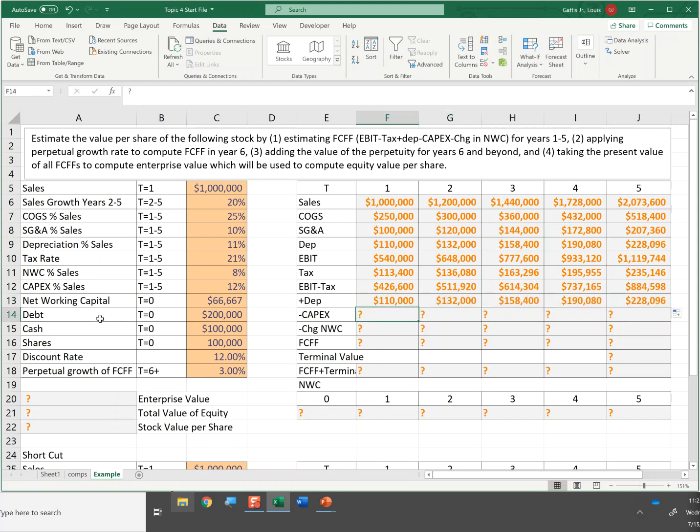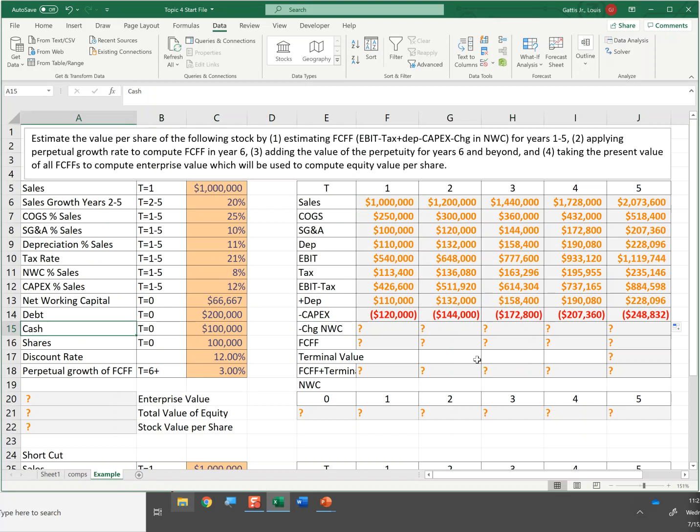Now CapEx, the assumption on CapEx is 12% of sales. So I'm going to take sales, and let's put a negative sign in front of that. We'll take sales times CapEx as a percentage of sales. So there's my CapEx per year. Whoops, didn't anchor something. Let's anchor that CapEx percent. Now minus change in net working capital.